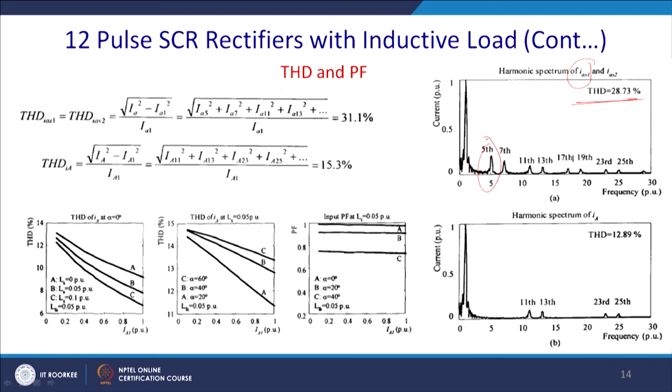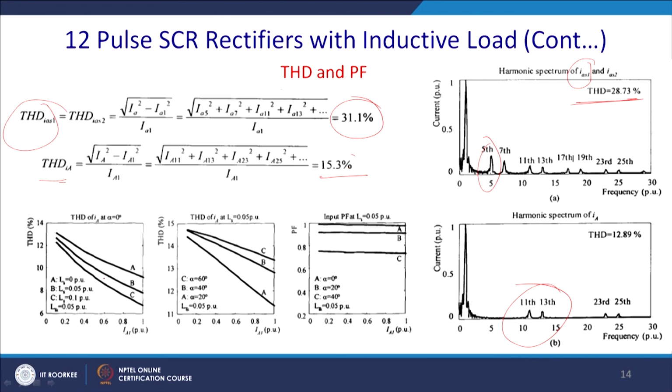But of course, you will find that it is a highly inductive load. Once you couple them for the 12 pulse, the 5th and 7th will be eliminated, and ultimately you are left with 11 and 13, 23rd and 25th. So, generally you can see that if you add up the THD portion of it, you will get as high as THD of 31%, but that THD should be around 15% for the 12 pulse converter.